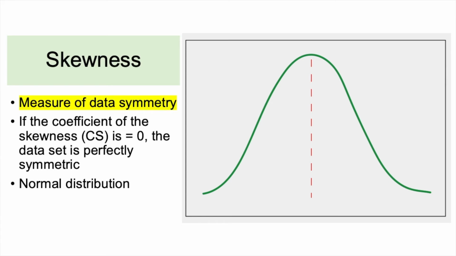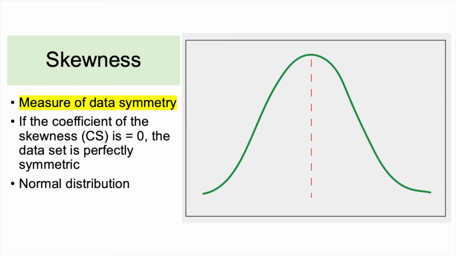So let's move on. When we talk about skewness, skewness is actually a measure of the data symmetry. If you look into this diagram, it's a bell-shaped diagram where you can see the data is centered at the mean, where you can see the portion on the left-hand side and also on the right-hand side is the same. And if we calculate the coefficient of skewness, it will equal to 0. So the 0 indicates that the data set is perfectly symmetric, or as how we always say, it's normal distribution.